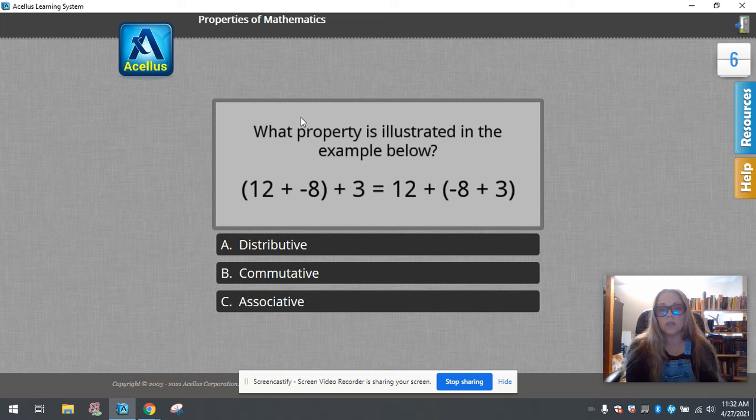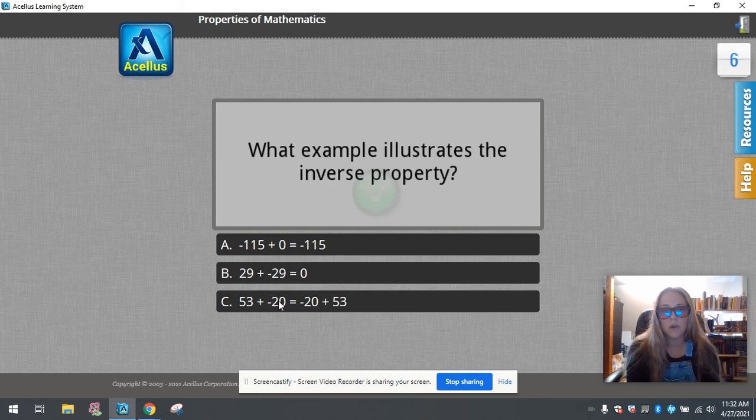What property is illustrated in the example below? Again, we've got 12 plus negative 8 plus 3 equals 12 plus negative 8 plus 3 with some parentheses involved. So this is the associative.